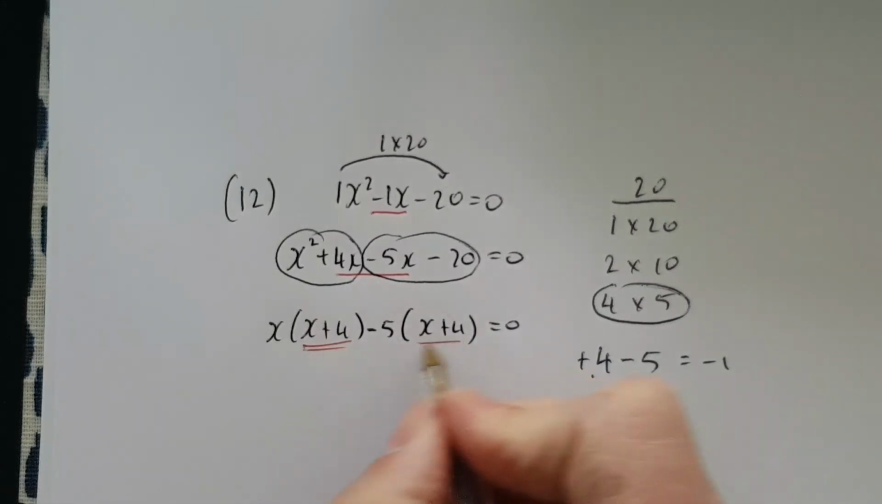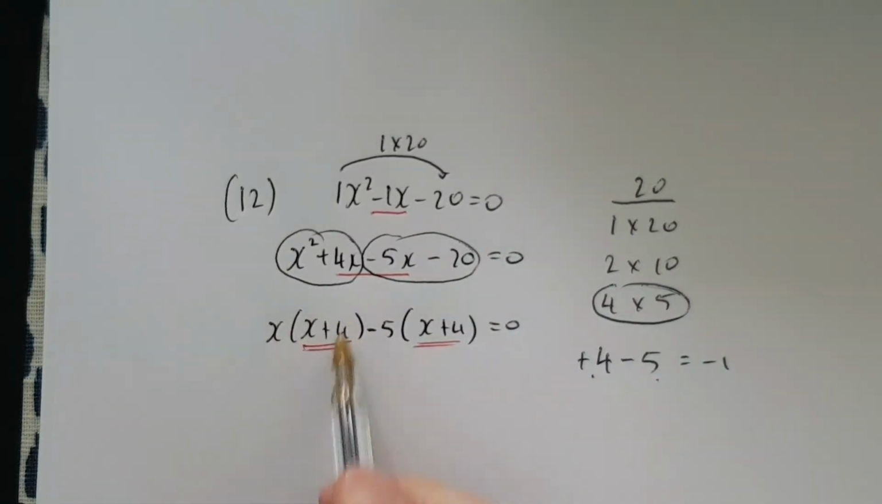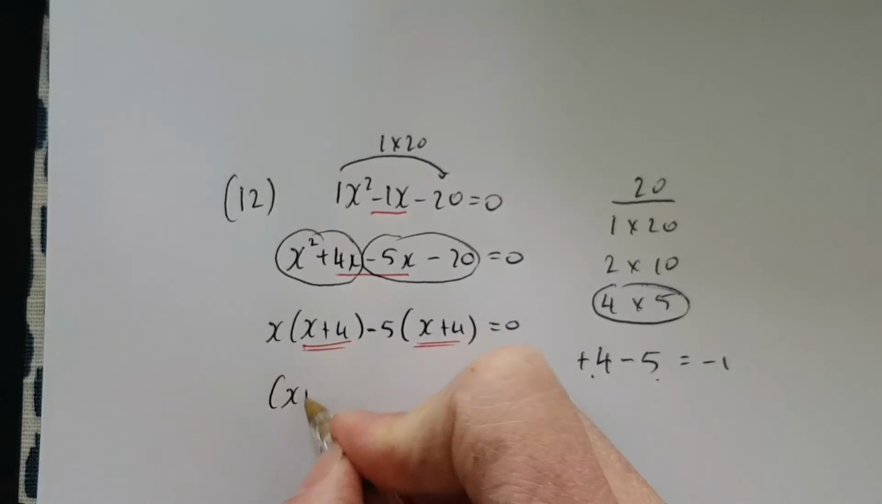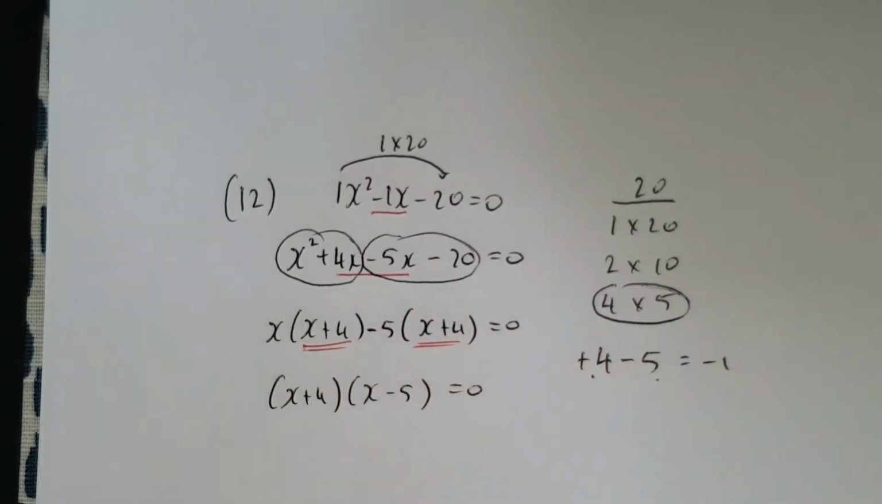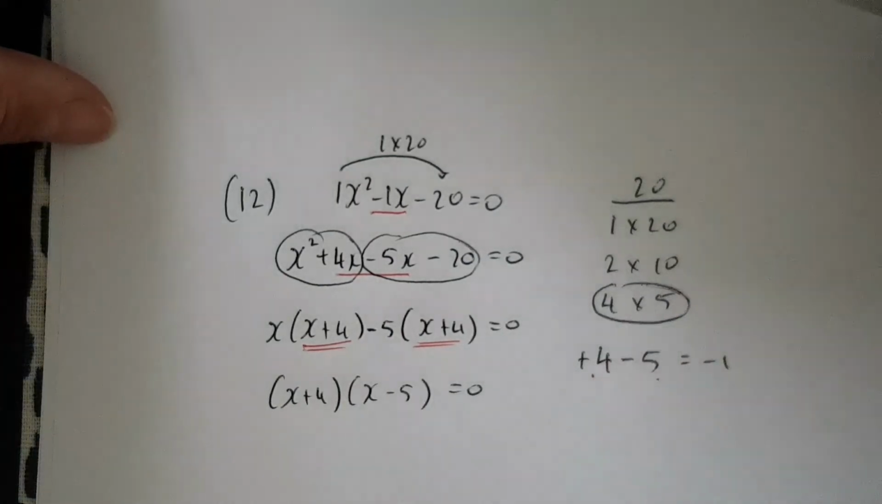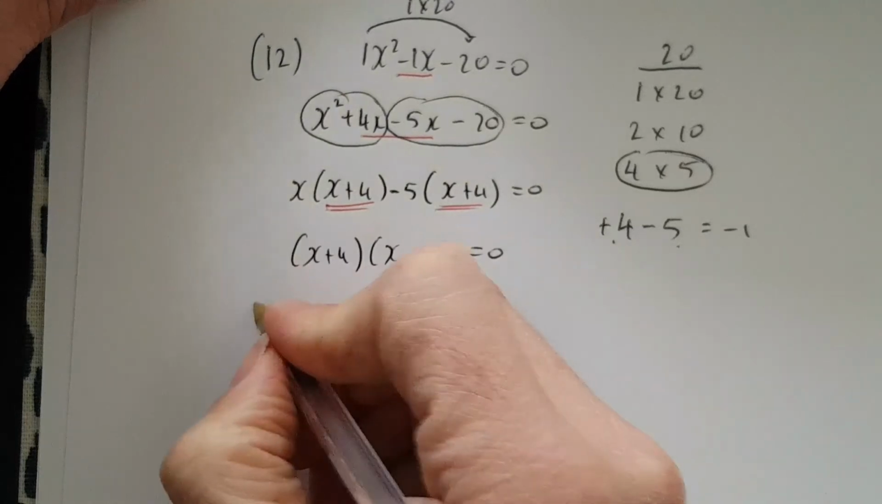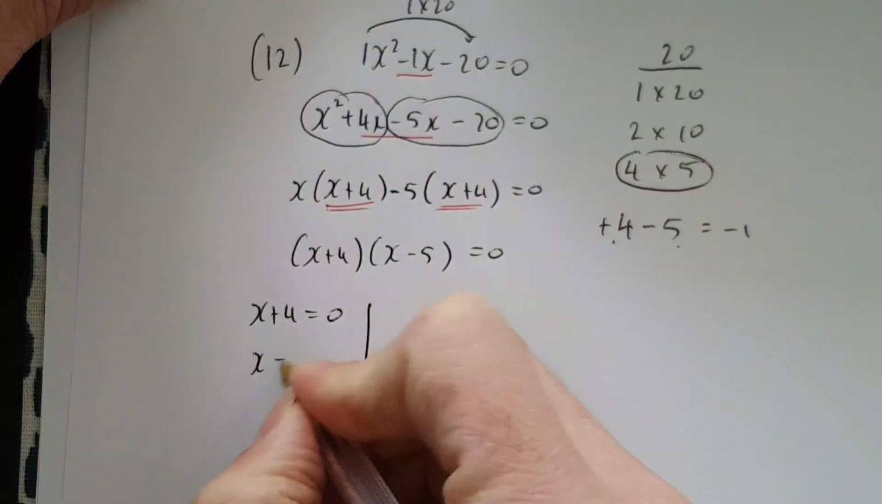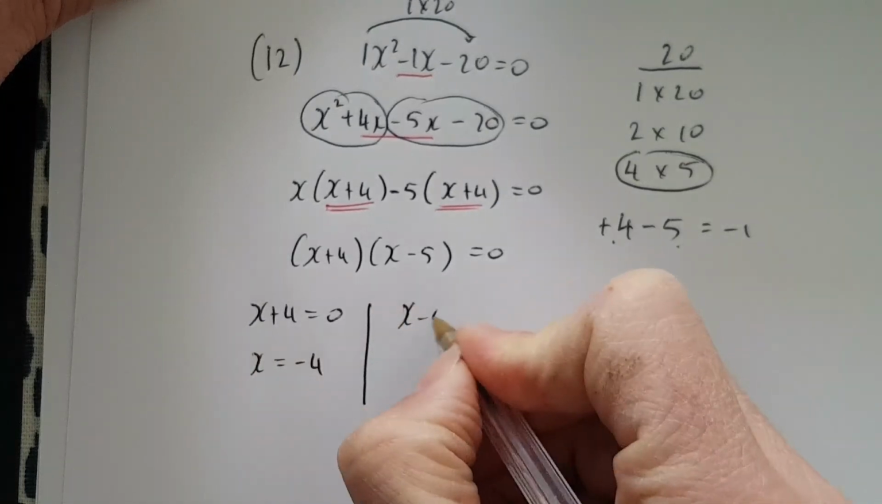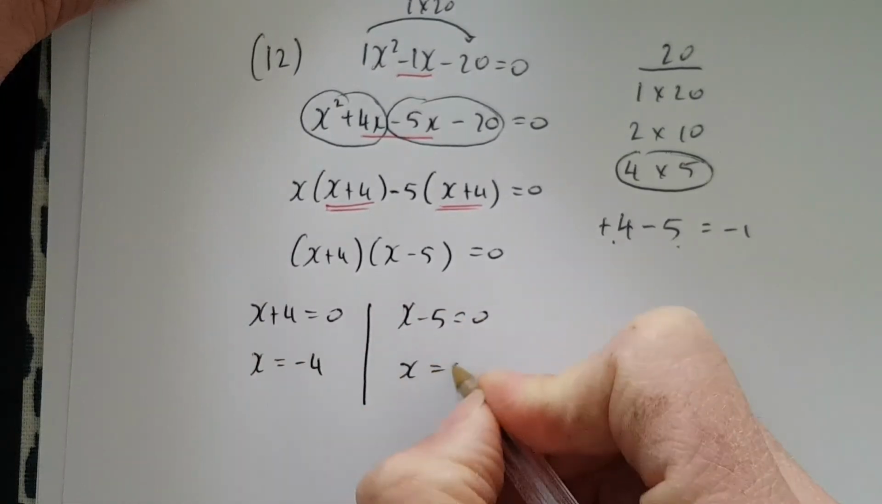Now you can see that I have the common factor in this term and this term as x plus 4, so I can take the common factor outside times x minus 5 is equal to 0. This will allow me to solve now, just like we did back in question 1. I have two brackets multiplying to give 0, so two possible solutions. x plus 4 equals 0, so x equals minus 4, and x minus 5 equals 0, so x is equal to 5.